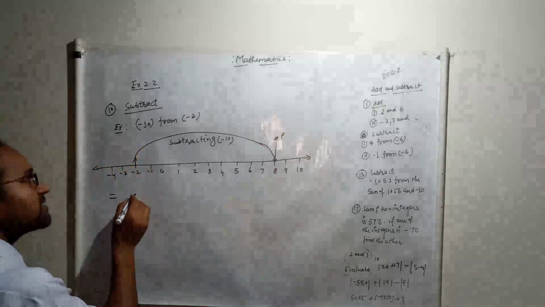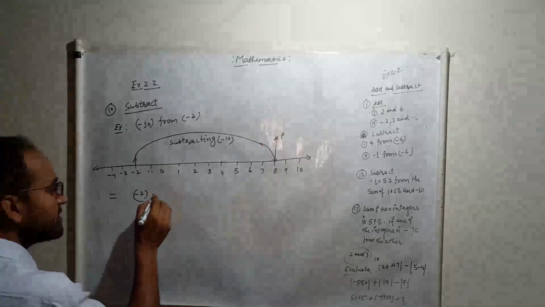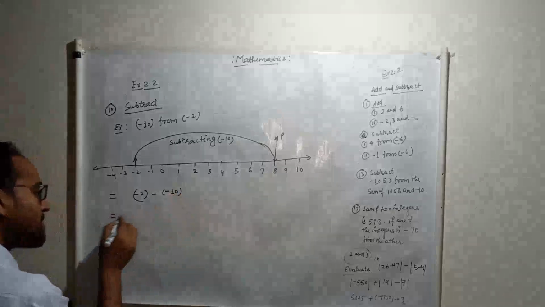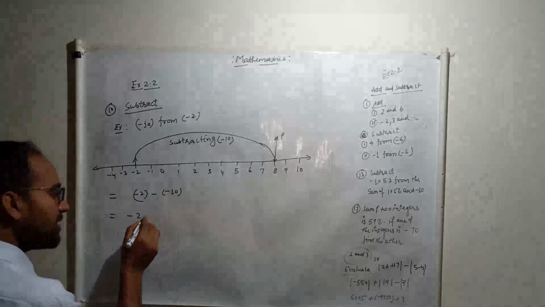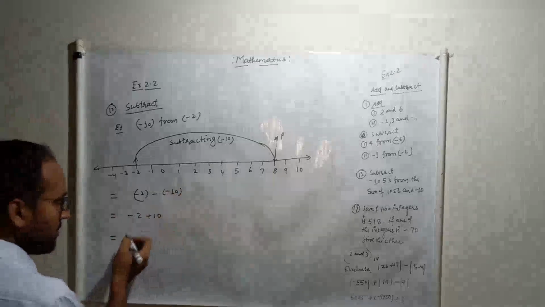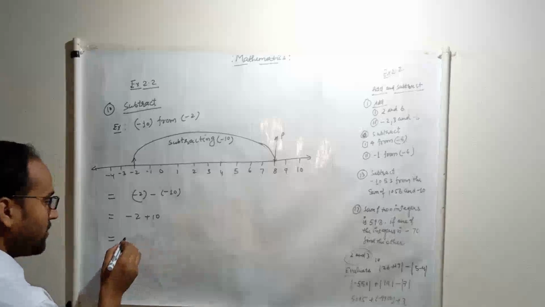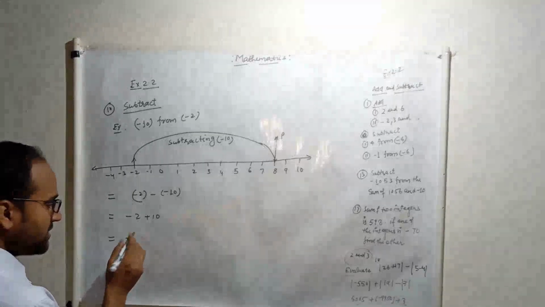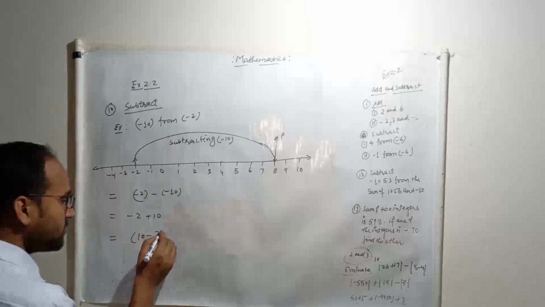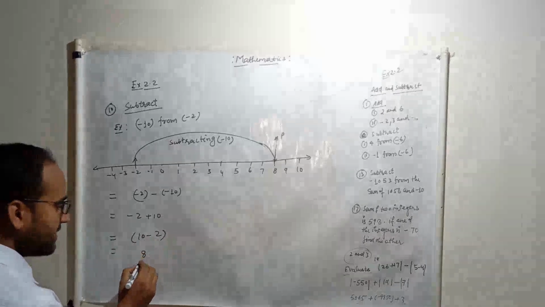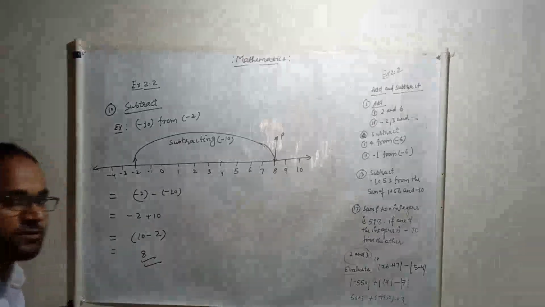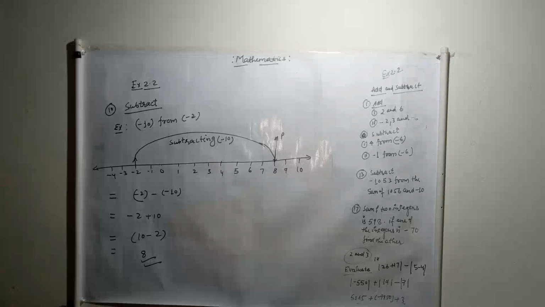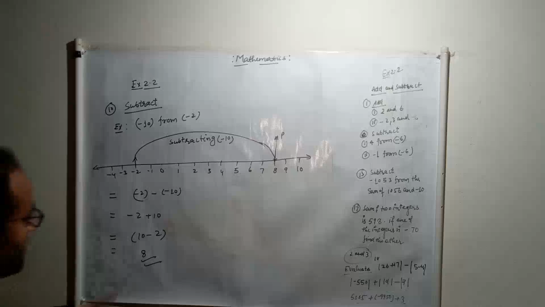So subtracting minus 10 from minus 2: minus 2 and plus, since minus is multiplied into minus, we get plus. Both are negatives, so put the sign as plus. Plus is outside, so I am not going to write it. 10 minus 2, we get 8. So our answer is 8 for this case.